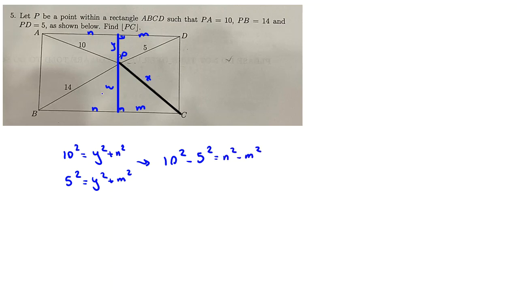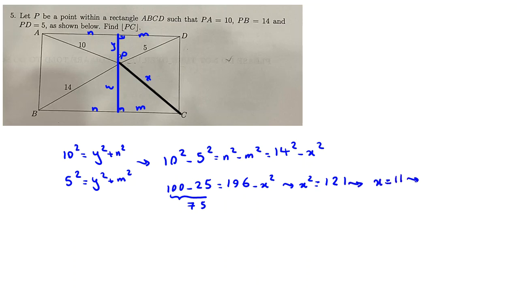So similarly, if we do the same thing for these two triangles, n squared minus m squared equals 14 squared minus x squared. It will be 100 minus 25 equals 196 minus x squared. Here we have 75, so x squared equals 196 minus 75, which is 121, so x equals 11, and the integer part of that is 11.